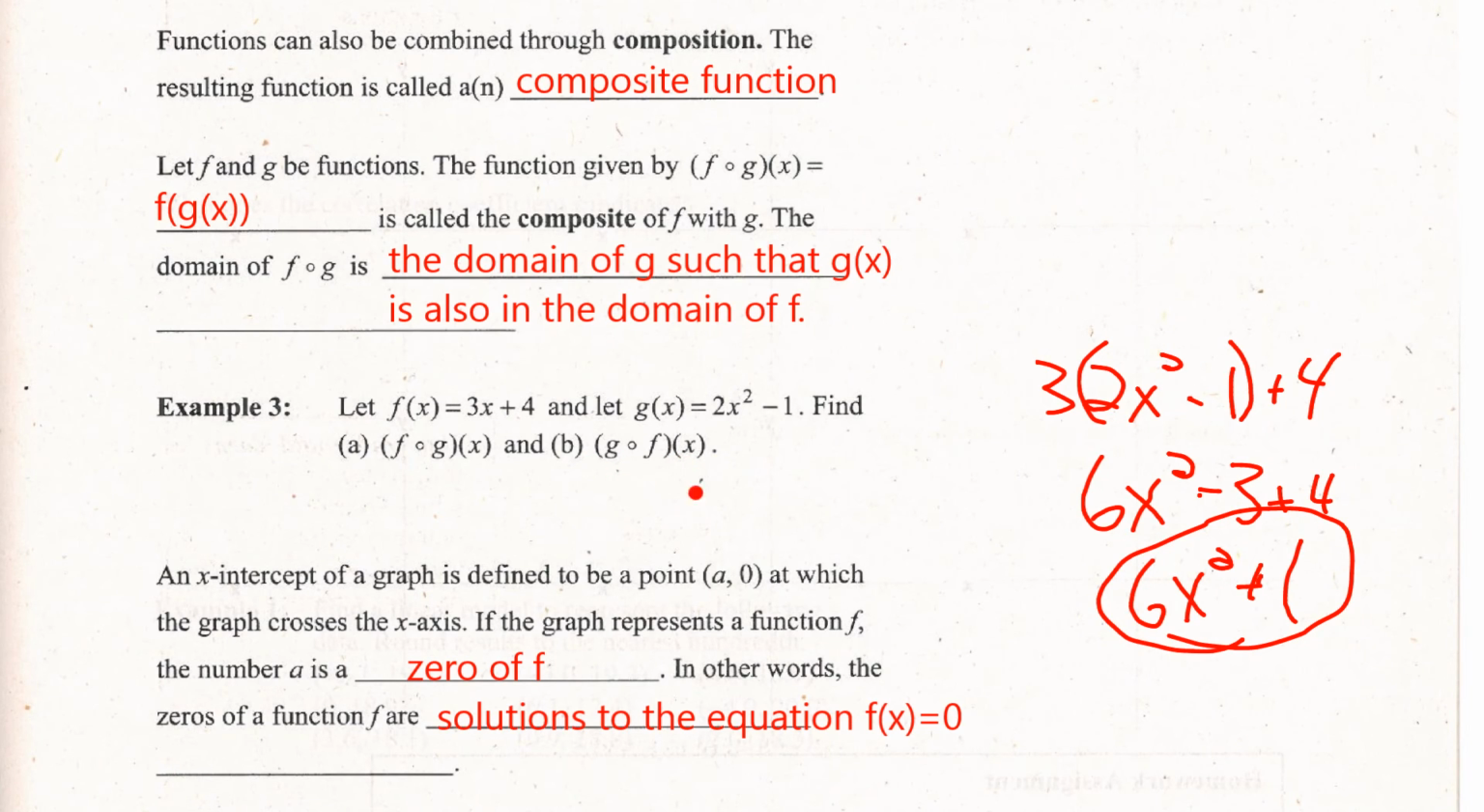You can also do it in reverse. g of f of x would be taking f of x and substituting it in for the x in g. Just don't forget, you usually will have to FOIL, collect like terms, do a little bit to get it into some standard form.